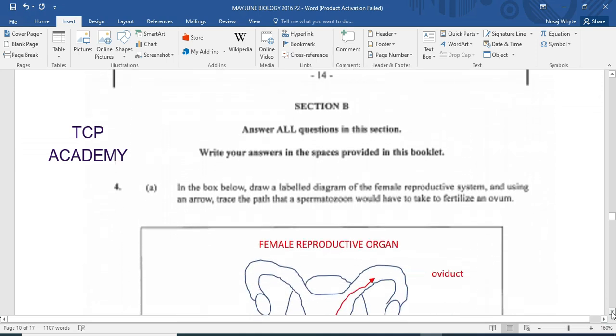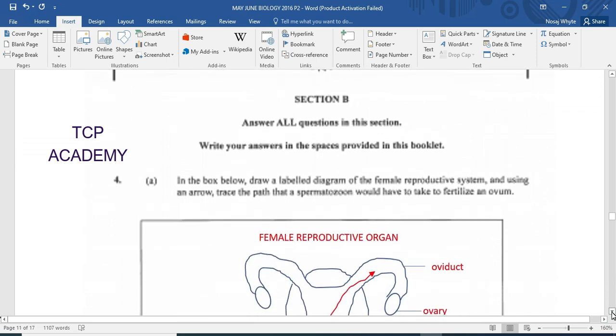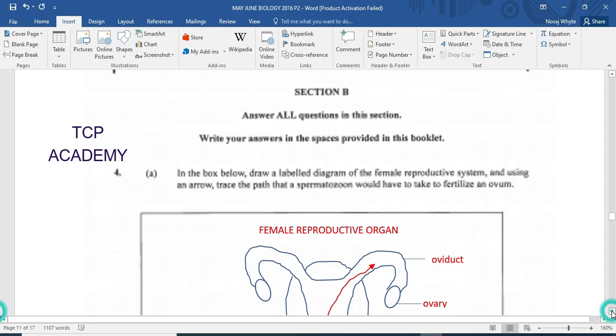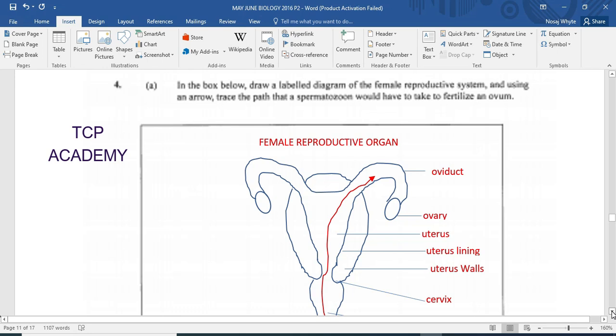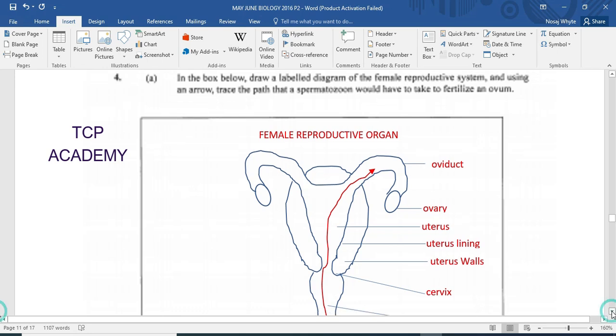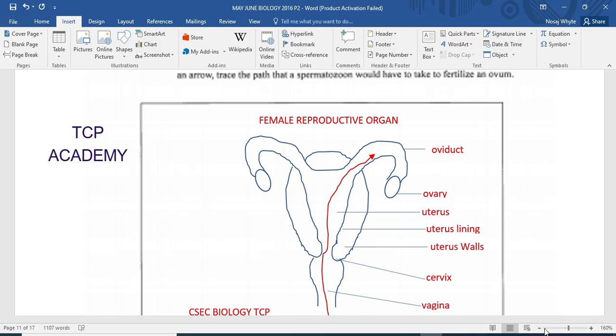We're on to section B of the paper, and we're supposed to answer all questions in this section. Write your answers in the space provided in this booklet. In the box below, draw a labeled diagram of a female reproductive system, and using an arrow, trace the path that a spermatozoon would have to take to fertilize an egg. Here we know that the egg is actually fertilized in the fallopian tube before moving down to the uterus. So here we would have done some drawing, and I have used Microsoft Word to do this drawing.